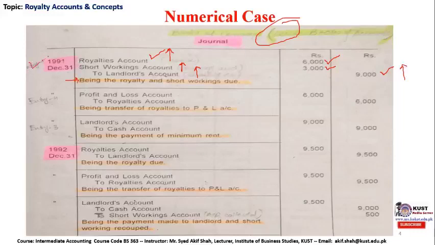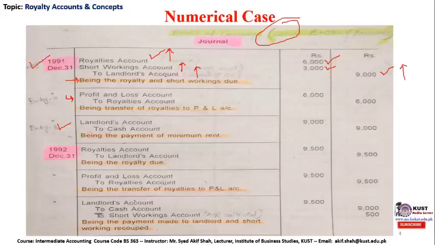Since this entry was on December 31st, 1991, we have another entry to transfer the royalties at the end to the profit and loss account, but we will discuss the second entry later on. Let's discuss the third entry first. In the first entry, we mentioned the royalties due to the landlord, and in the third entry we are recording the payment of the royalty to the landlord.